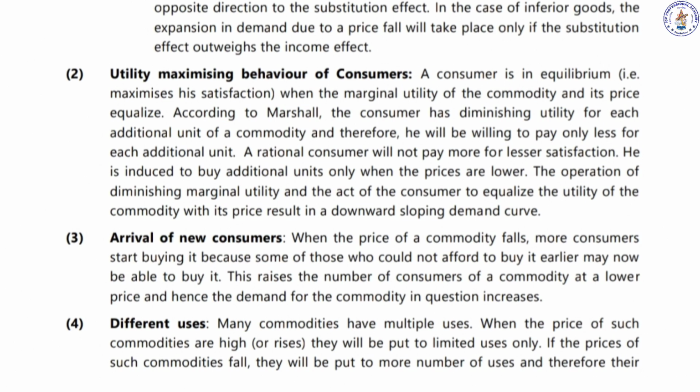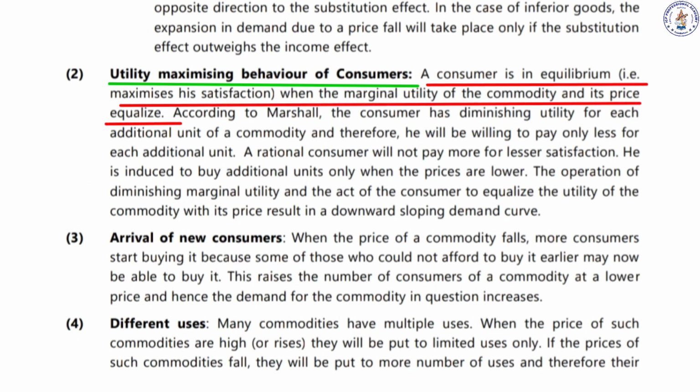Now we are into the causes for the demand curve to slope downwards. We saw the first point. Now we move on to the second point, namely utility maximizing behavior of consumers. What is utility? Utility is the utmost satisfaction that you get when you consume a product.